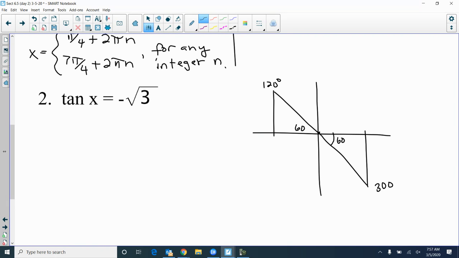All right, now watch this. What is the period of tangent? It repeats every what? Gotta be careful here. What is the period of tangent? What is it? It's 180. The period of tangent and cotangent is 180.